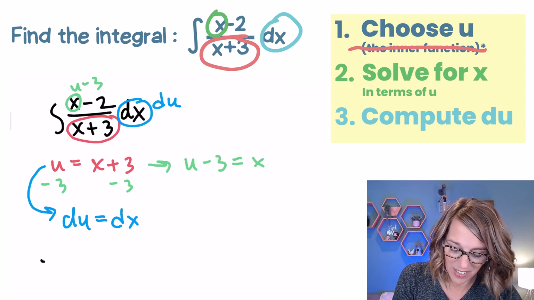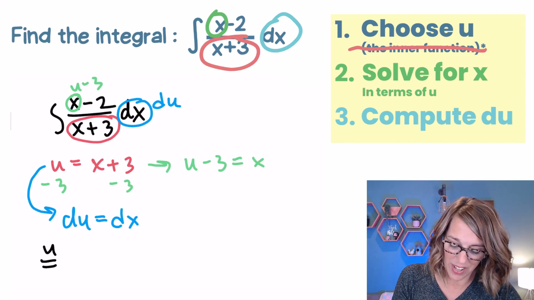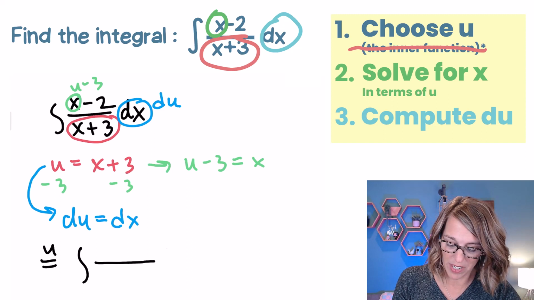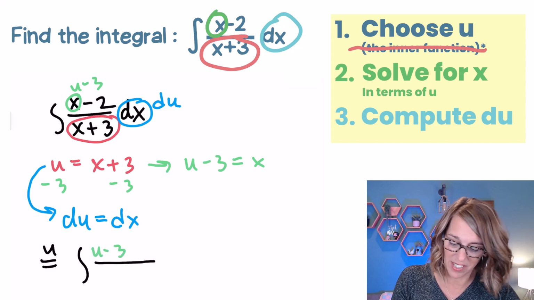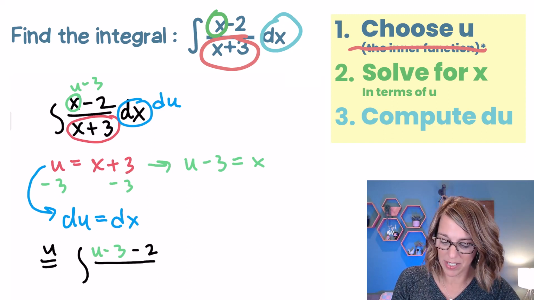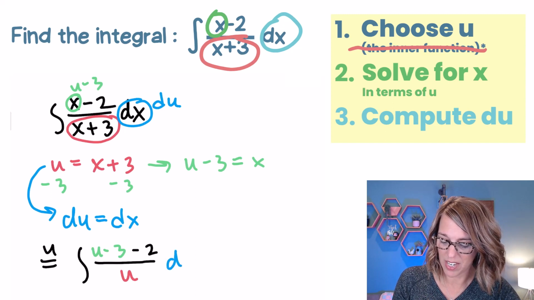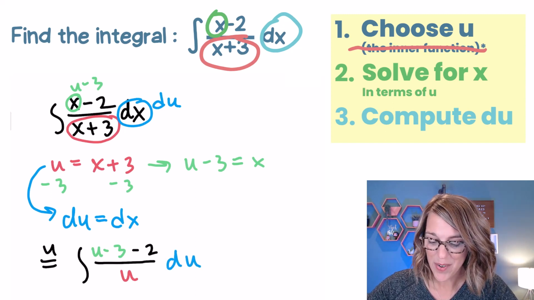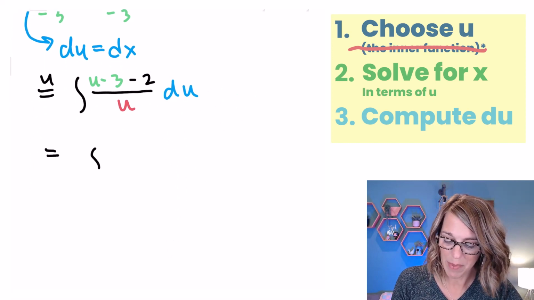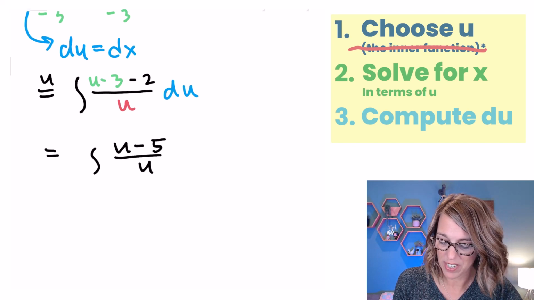I am ready to write my integral in terms of u. So I get the integral of, let me go ahead and put my fraction bar in here, x, which is u minus 3, minus 2 is still there, so minus 2. My denominator was x plus 3, that's u, and then finally dx gets replaced with du. Now watch how nice this turns out. Let's simplify what we've got. In my numerator, that gives me a u minus 5 divided by u du.